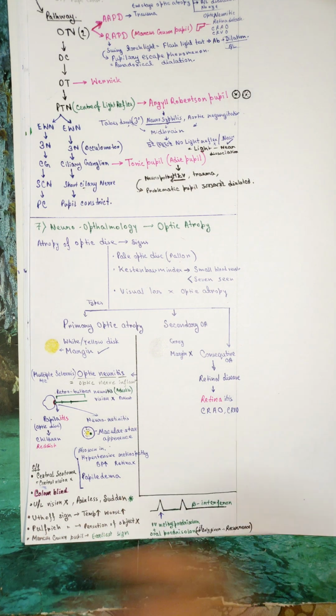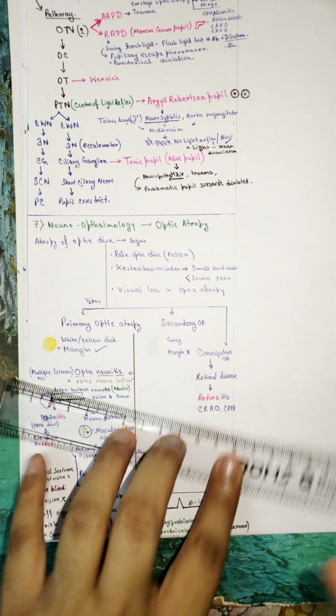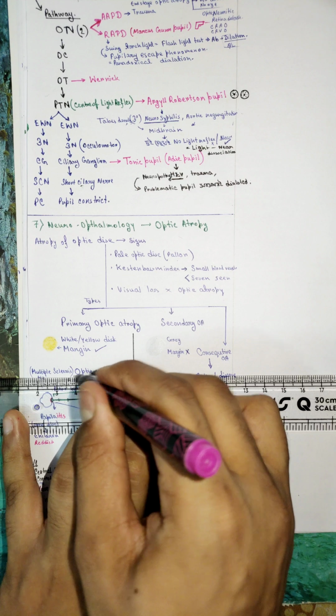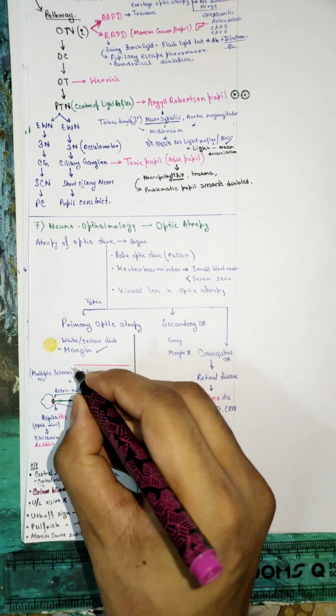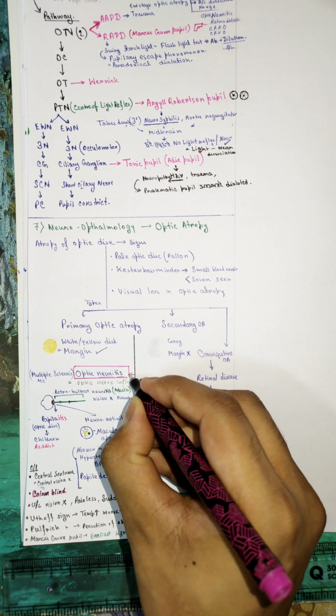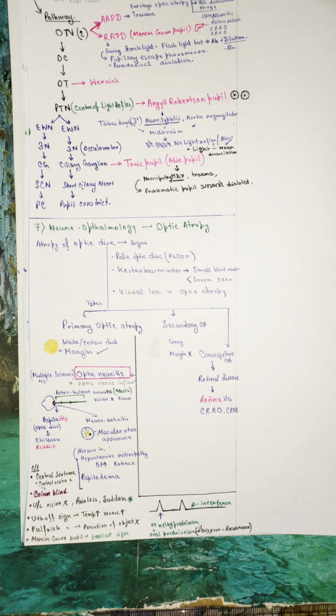So this is entirely primary optic atrophy. Primary optic atrophy due to optic neuritis. This has been just one part. Now we come to the other.